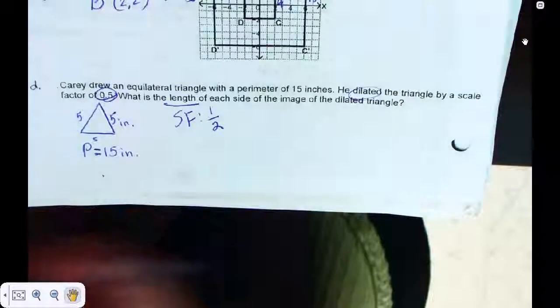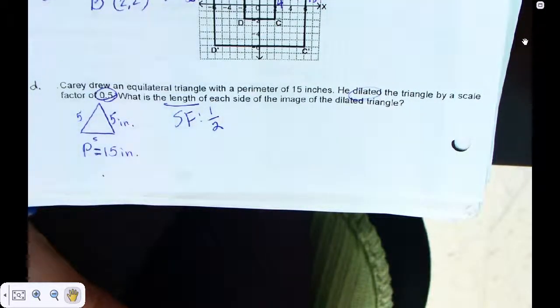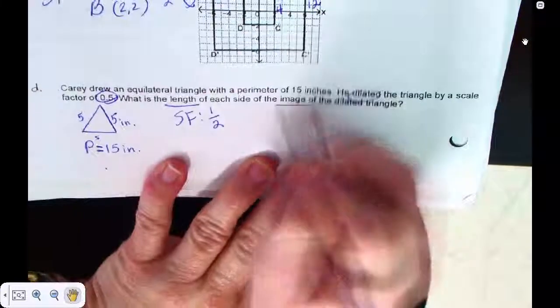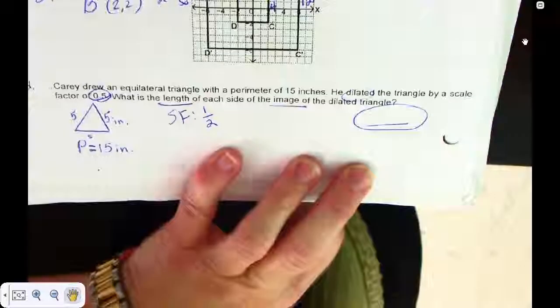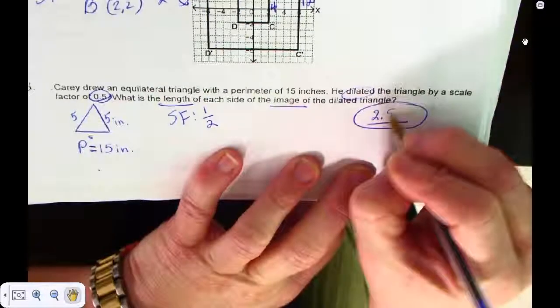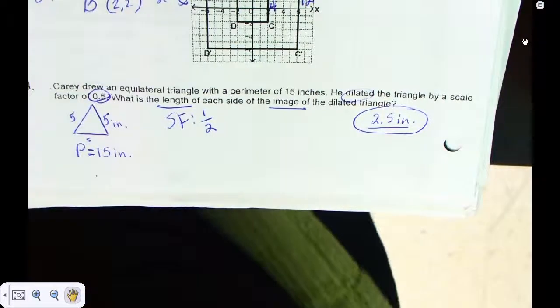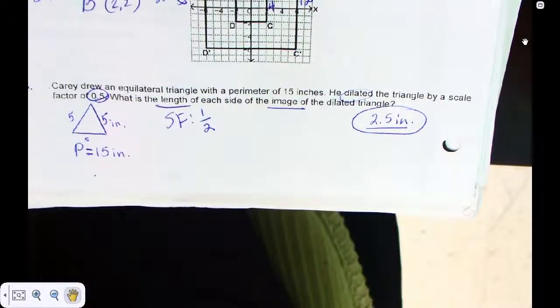What is the length of, don't say that loud, let everybody think. What is the length of each side of the image of the dilated triangle? Of the image. The length of each side. What is it? 2.5 inches. Where did y'all get 2.5? 5 divided by 2. Half of 5 is 2.5. Good. Okay, look at the next page.